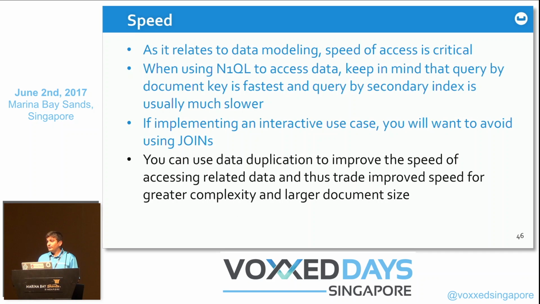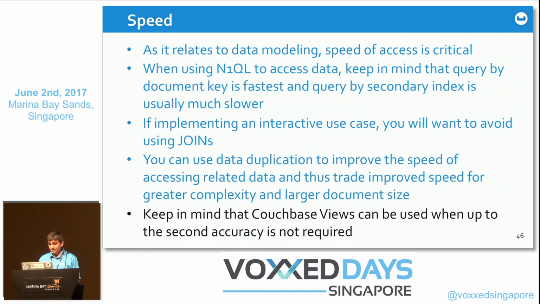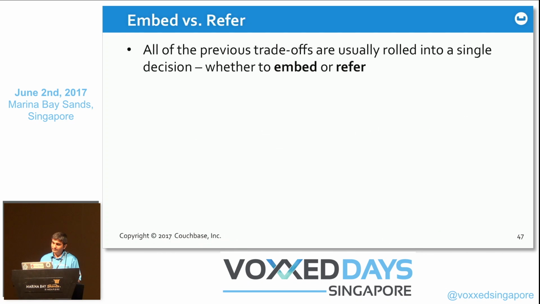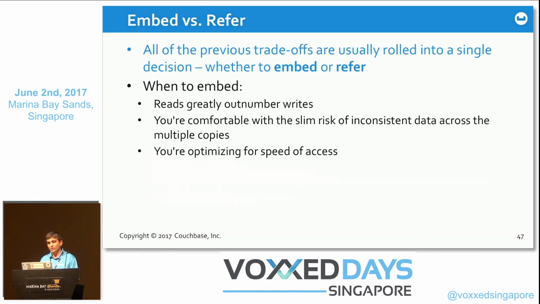Do a lot of duplication when required. Okay, and we also have views, which are like materialized views in your relational database. So when you do not want up-to-second accuracy, you can use views as well. So with all these things, we roll out to a single question: when do you want to embed and when do you want to refer?